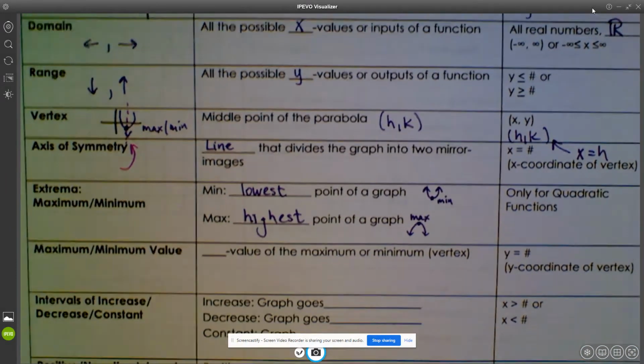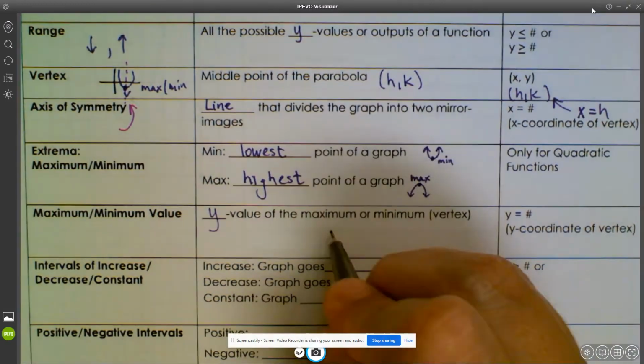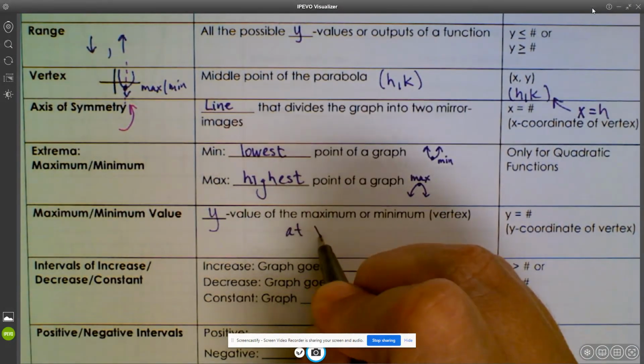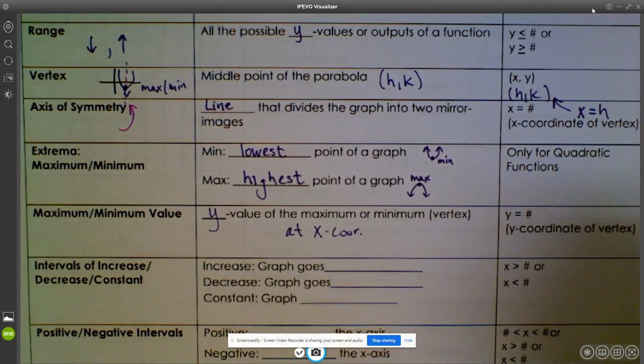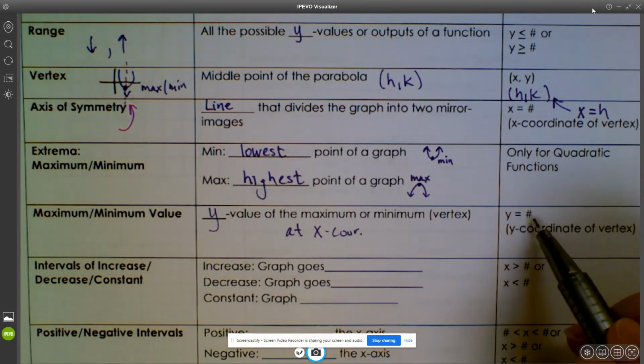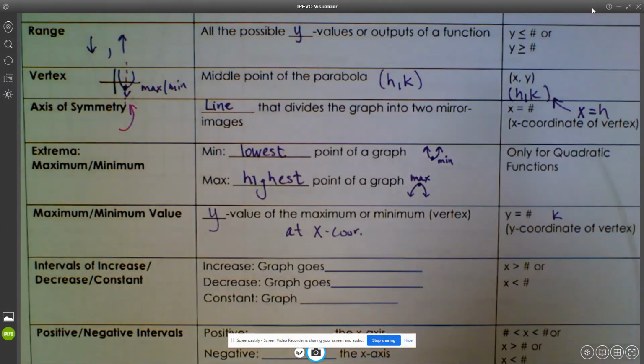Now, when I ask for the maximum or minimum value, that is the y coordinate. Okay, so this occurs at whatever the x coordinate is. And it's y equals some number, and it's going to be the k coordinate, out of (h, k).